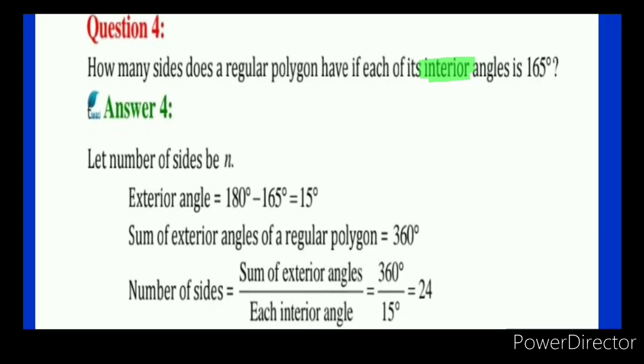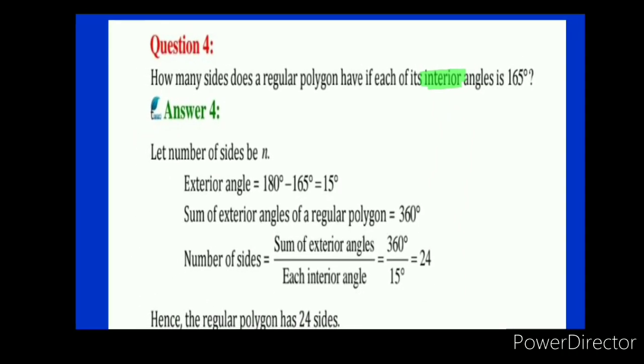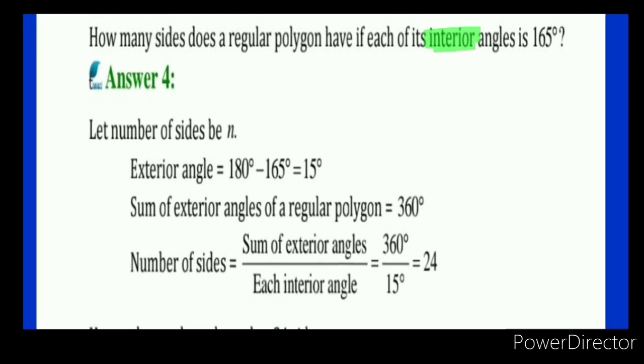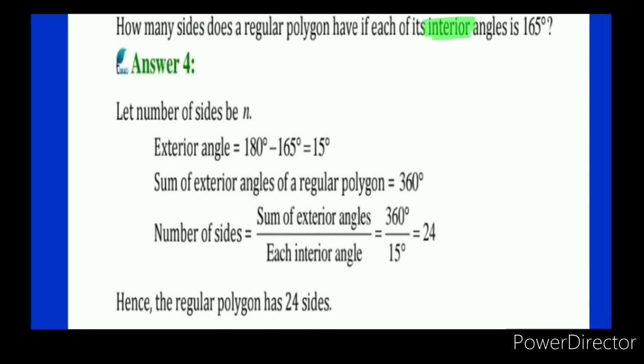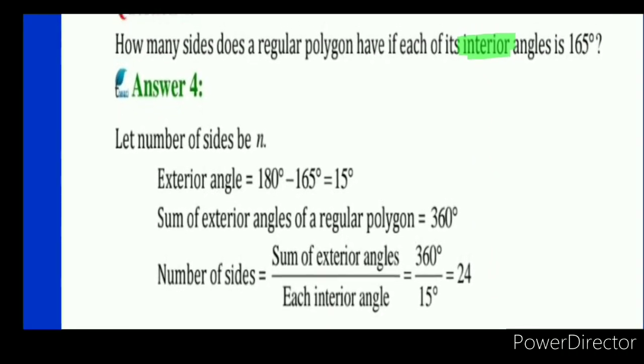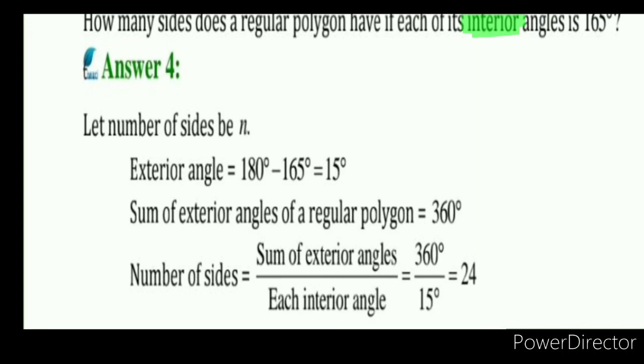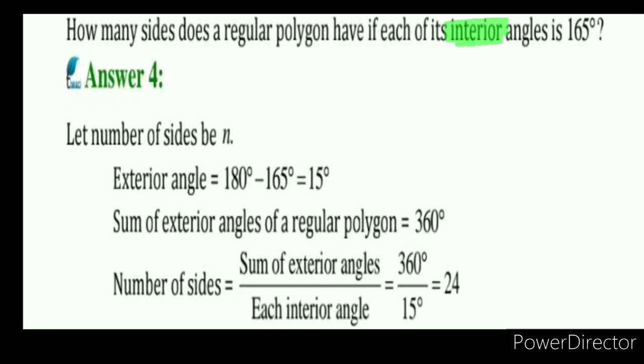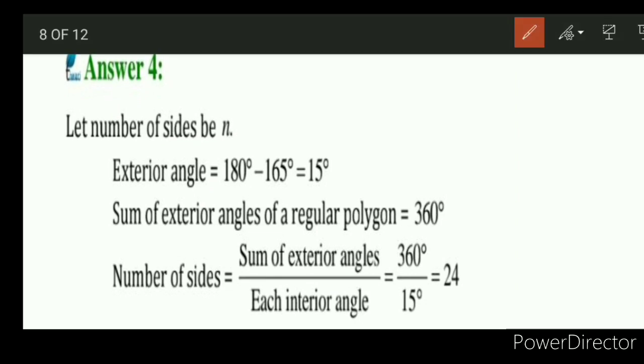But we know the formula for sum of exterior angles, right? Can we find the exterior angle from 165 degree? We know the exterior angle and interior angle relation. What is that? Interior angle plus exterior angle is equal to 180 degree. So, you subtract the interior angle 165 degree from 180, you will get the exterior angle. Got it? 15 degree. Now we'll proceed with the same steps.